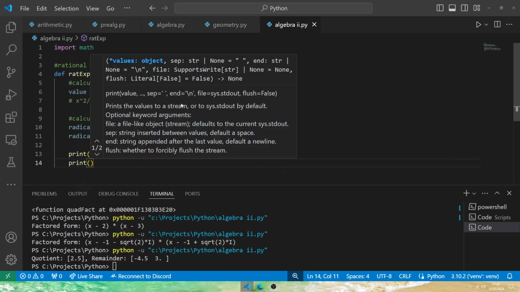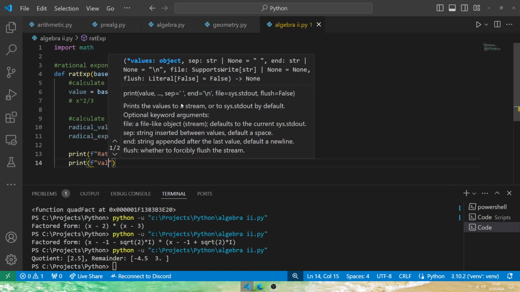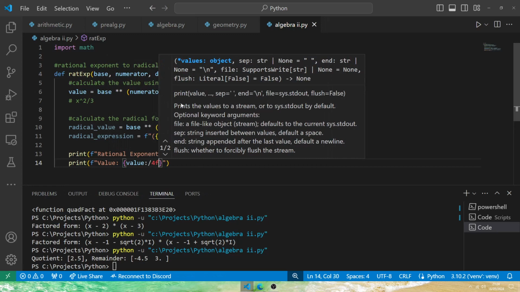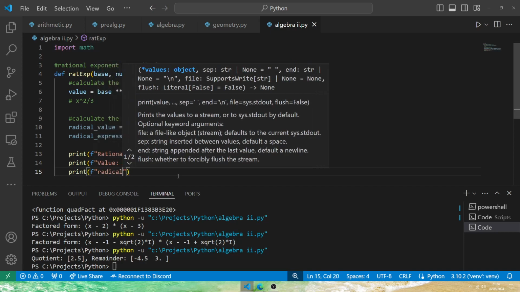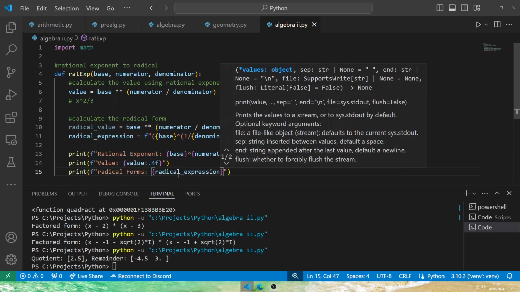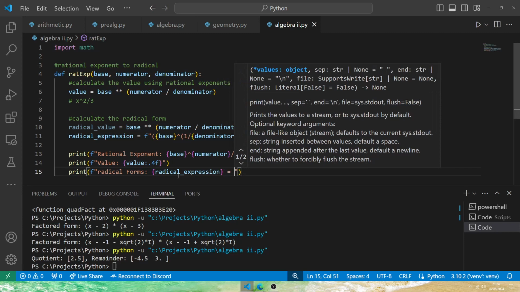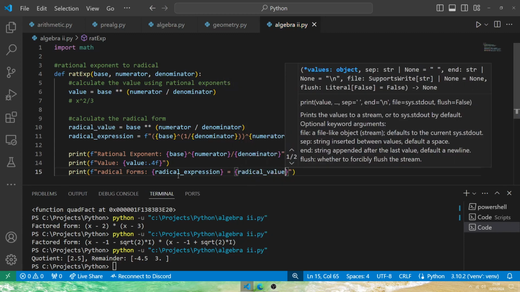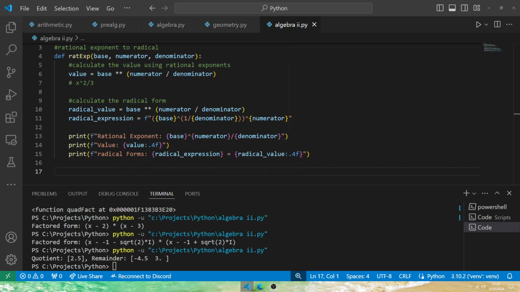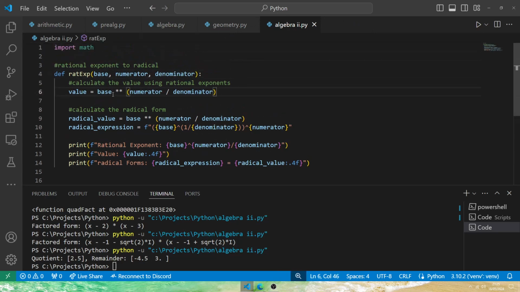And then we can print out our value as an extended float, and we could print out our radical forms. So that's going to be the radical expression equals the radical value. And lastly, we can pass in all of our numbers. So far we have base, numerator, denominator, but we haven't actually set any numbers to it yet.